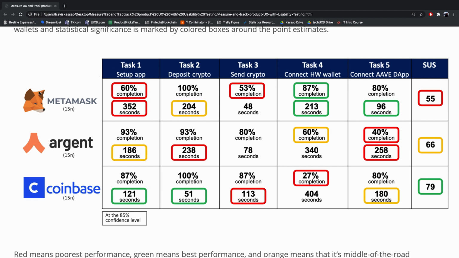Here we have three different cryptocurrency wallets. These are the products that we're measuring the user experience of. And for each cryptocurrency wallet, we take measurements on 5 tasks. And then also get a system usability score for each of the wallets, right? And we take 2 measurements per task. We take the percent of users who successfully completed the task and the average time that it takes users to complete that task. What we're going to do in this project is mix in something called inferential statistics.